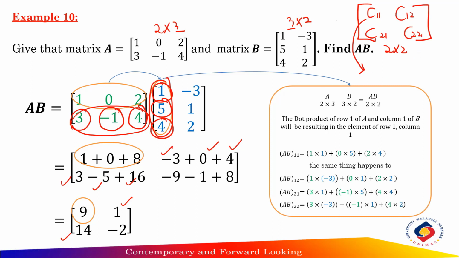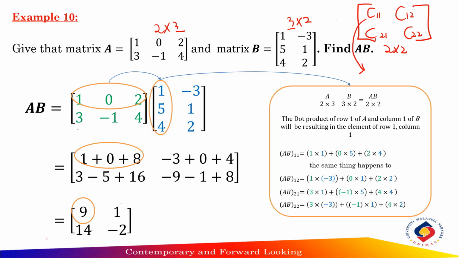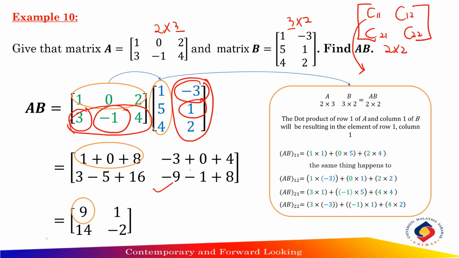And the last one is the element at row 2 column number 2. We multiply row number 2 of matrix A with column number 2 of matrix B. Then we have 3 times negative 3 is negative 9, plus negative 1 times 1 is negative 1, plus 4 times 2 is 8. Then the result is negative 2.